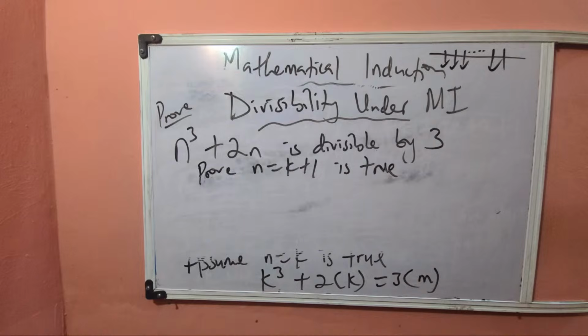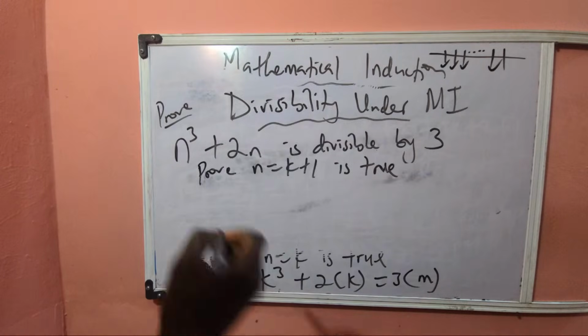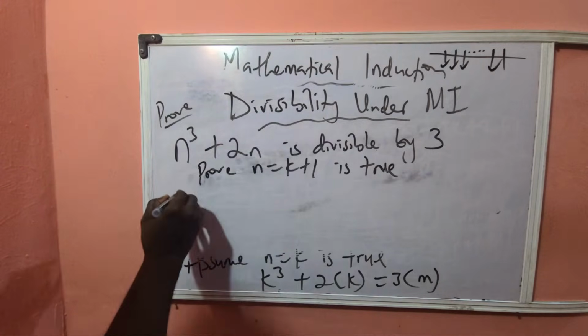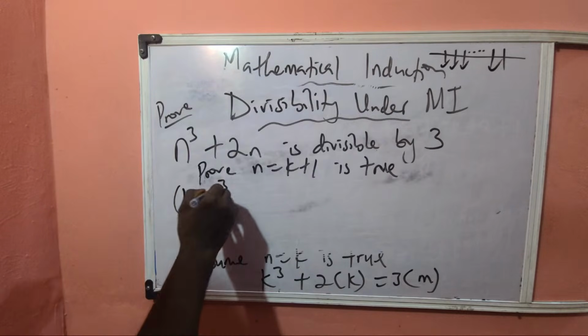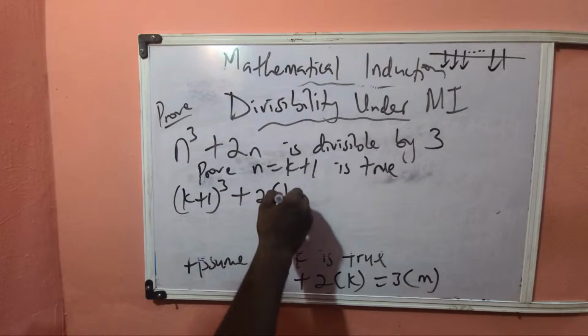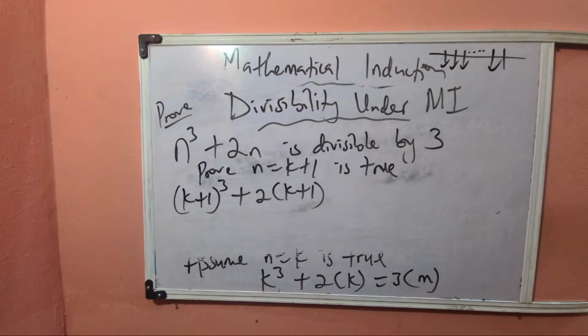How do you do this? Very simple. Look at this. If n was equal to k plus 1, this expression will turn to k plus 1 cubed plus 2 into k plus 1. That's what it is. And let me just say this on the side note, if it was actually true, you must get an answer that will be 3 times something, or something that shows that it's 3 times something. So this is when n was k plus 1.